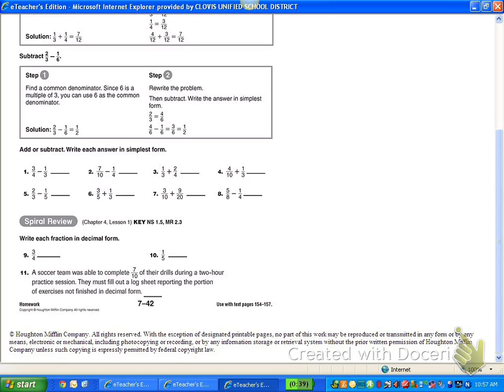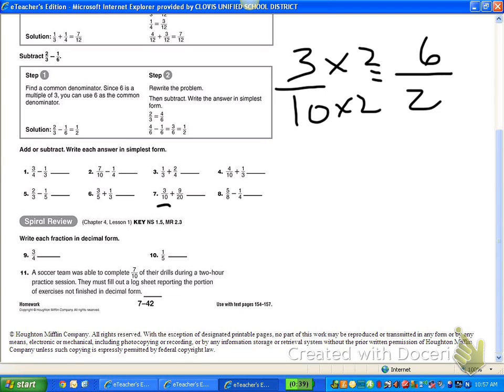And on their homework page, here is number 7. This is from lesson 4. We've got 3/10 plus 9/10. We cannot add those together because we don't have a common denominator. So can we change a 10 into a 20? The answer is yes, by multiplying it by 2. We're going to do the same to the numerator as well. And we get 6/20.